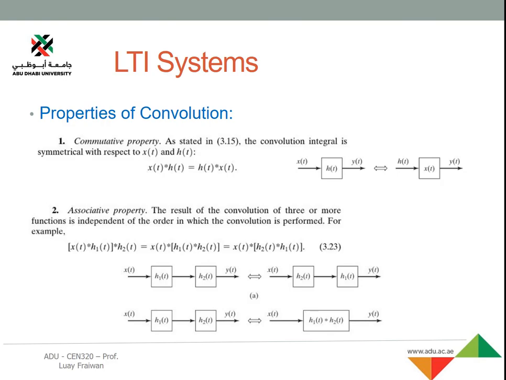The convolution properties: the commutative property, like we have studied earlier, is that whether you convolve x of t with h of t, the impulse response, or you convolve the impulse response with the input, you will get the same result. This is the commutative property.